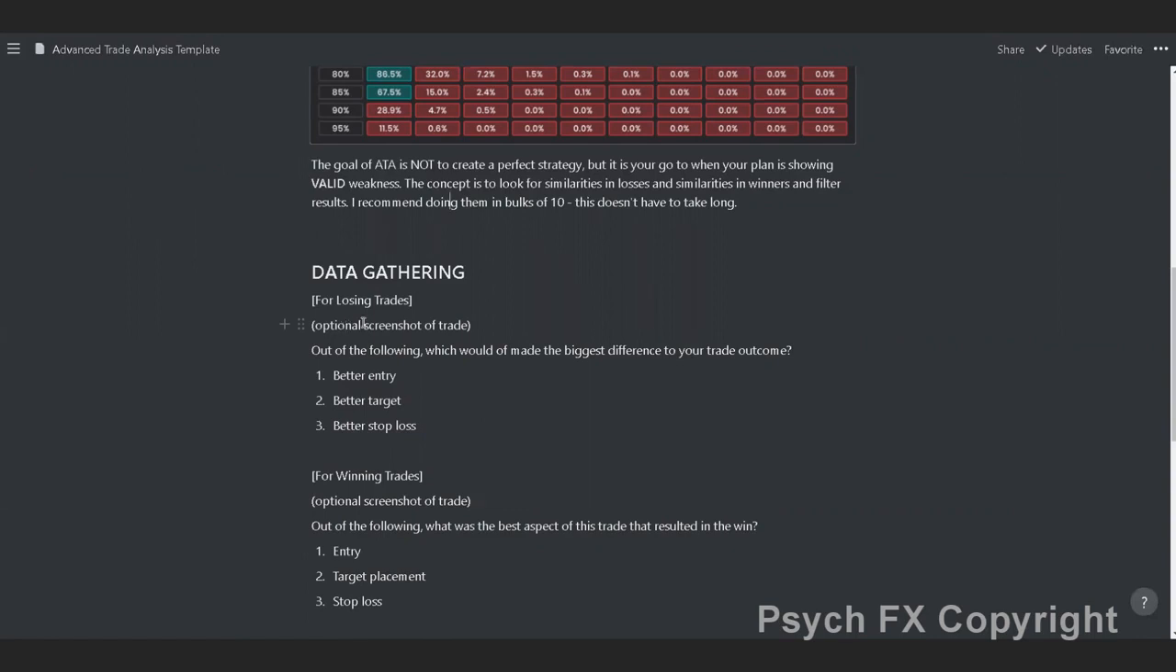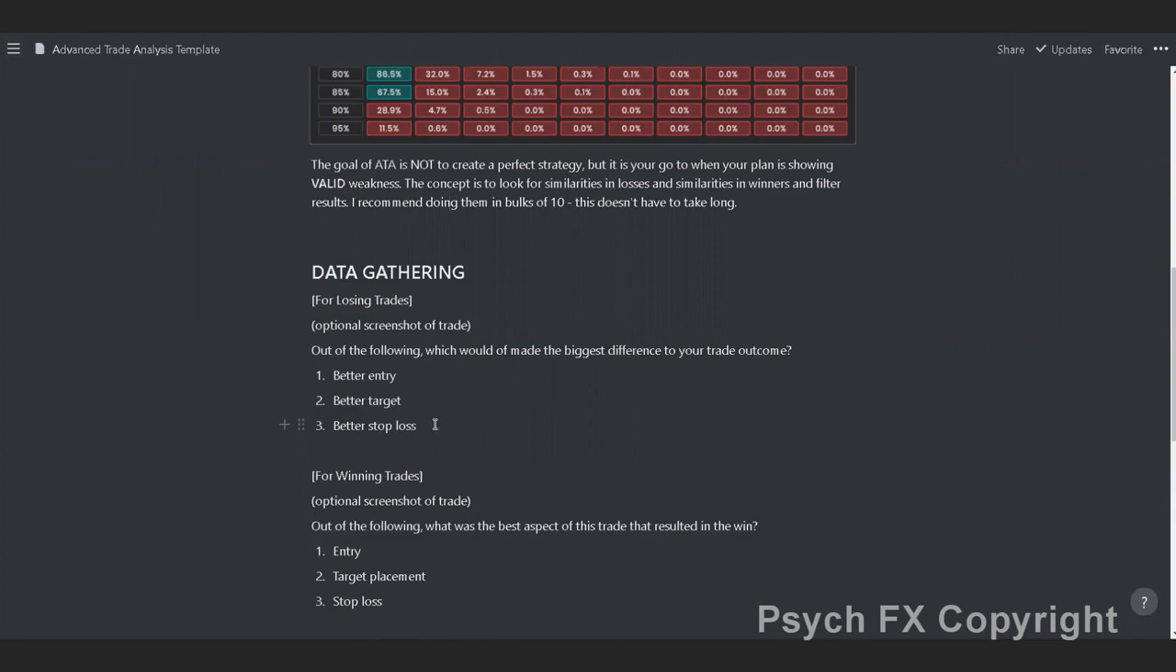So it's going to be in 2 sections. We're going to have the losing trades and then the winning trades. You can have an optional screenshot of your trade here. It will be quicker if you don't use a screenshot, and it's not that essential, which is why I've made it optional. But some of you may want to do it. So essentially for the losing trades, out of the following, which would have made the biggest difference to the trade outcome? And it's always going to be one of these 3 things. It's either the entry, the target, or the stop loss, okay?